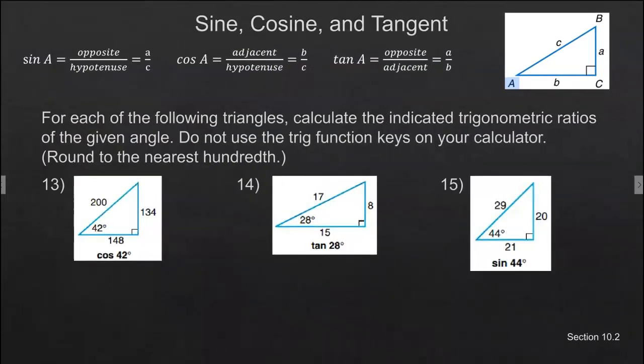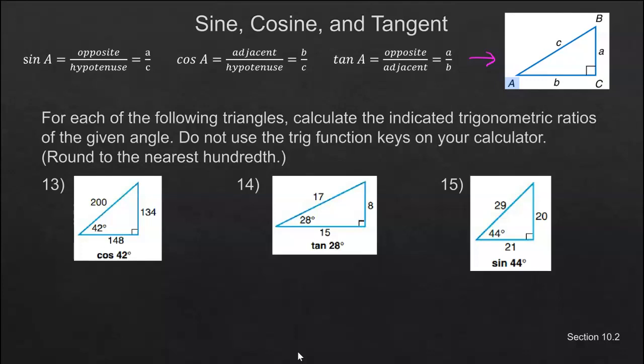All right. So here's sine, cosine, and tangent. And it shows that for sine, the sine of A is the side opposite over the hypotenuse. So in relation to this triangle, the side opposite angle A is side A, and the hypotenuse is C. The cosine is the adjacent over the hypotenuse. So in relation to angle A, that would be side B over the hypotenuse C. And then the tangent of angle A is opposite over adjacent, so side A over side B.